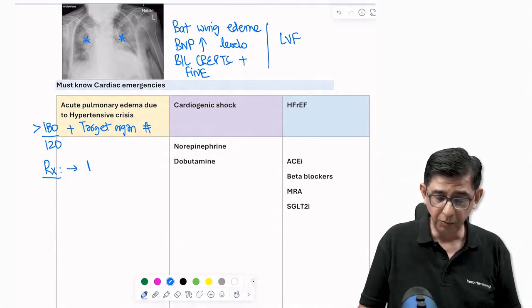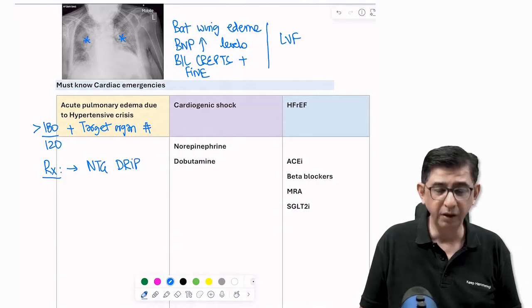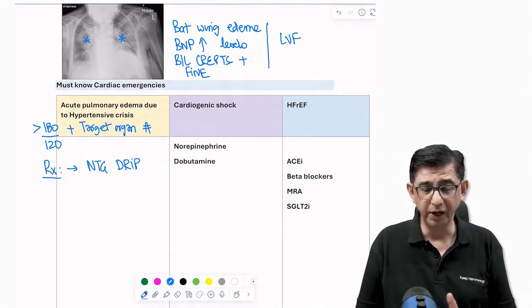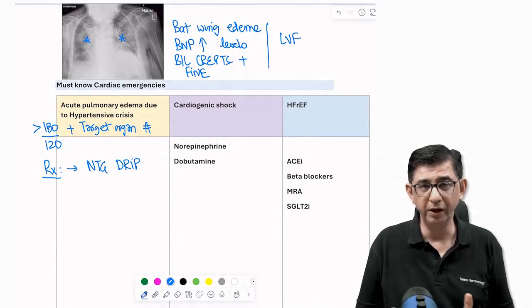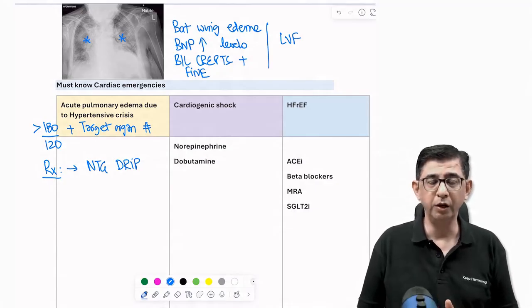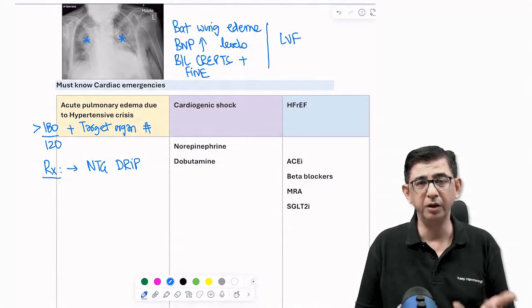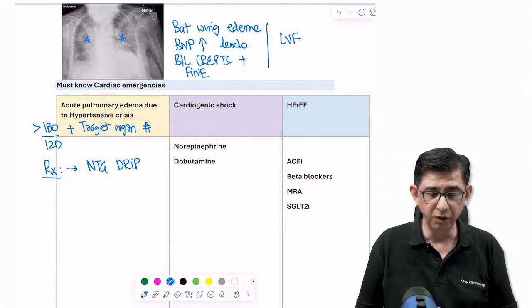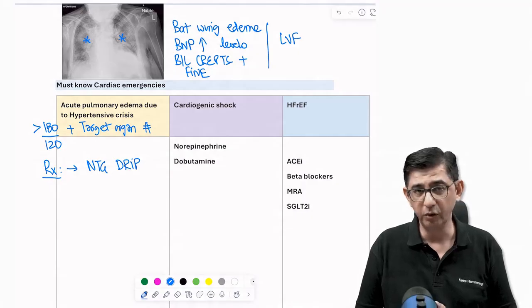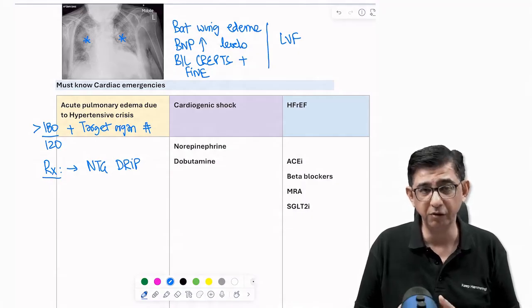Guys, the answer here would be given as NTG, that is nitroglycerin drip, because nitroglycerin being a drug which causes vasodilation. Being a vasodilator, it will help you in controlling the high blood pressure and will also treat the pulmonary edema component, because it is the preferred drug in patients of acute heart failure, because it will reduce the preload as well as the afterload, and predominantly it is the preload that would be affected.